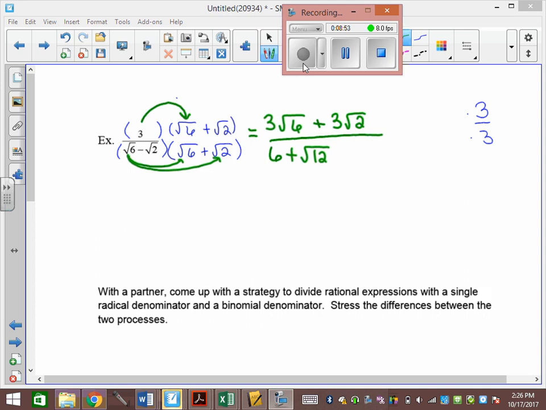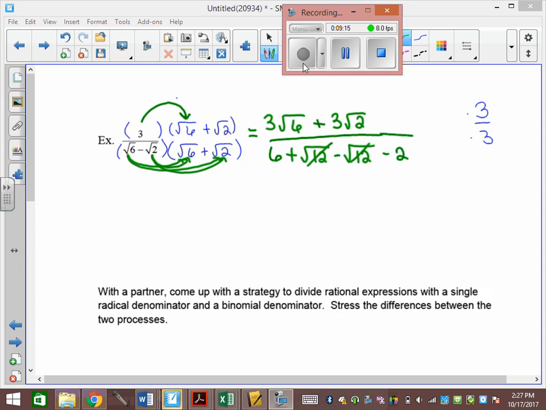So negative root 2 times root 6 is minus root 12. And then negative root 2 times root 2 is negative 2. And these 2 middle ones canceled. If the 2 middle ones didn't cancel when you multiplied by conjugates, then you did something wrong.